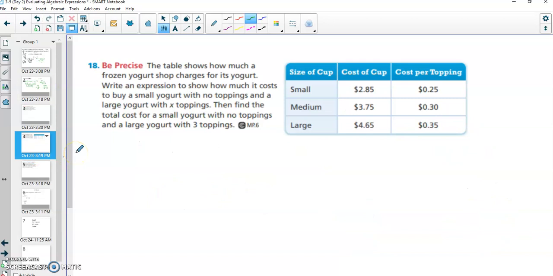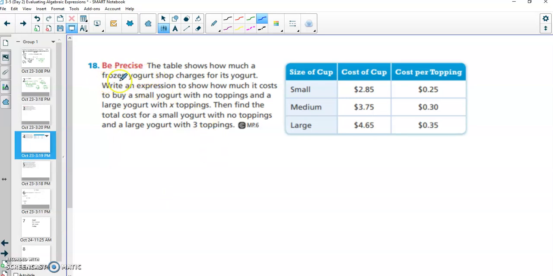Okay, let's skip to another problem. This one, I'm going to change up colors. I'm getting bored with that one. All right, so this one is a word problem, and we are going to use the chart to the side to help us. And it says, the table shows how much a frozen yogurt shop charges for its yogurt. Write an expression to show how much it costs to buy a small yogurt with no toppings and a large yogurt with X toppings. Then find the total cost for a small yogurt with no toppings and a large yogurt with 3 toppings.